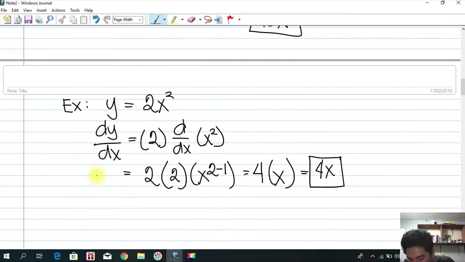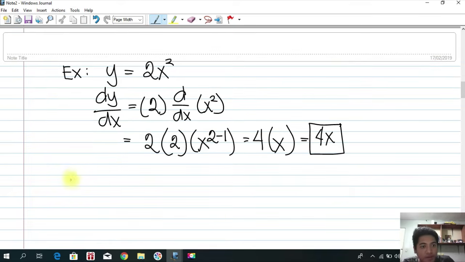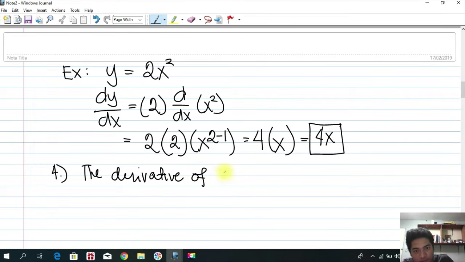Okay, so how about the fourth rule? The derivative of sum and difference.